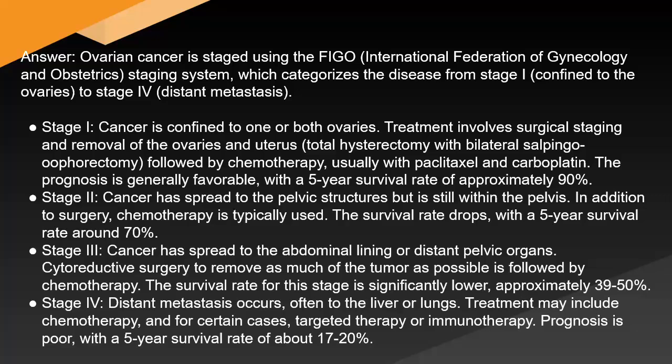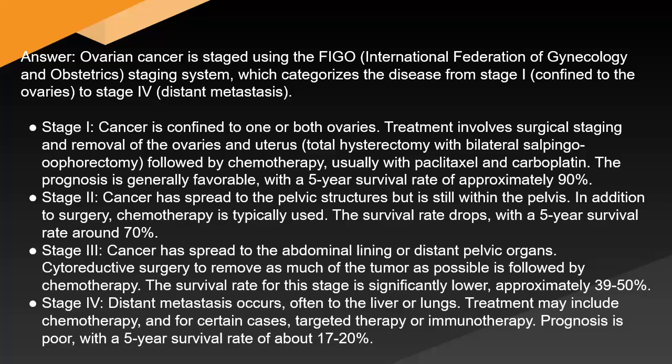Stage I cancer is confined to one or both ovaries. Treatment involves surgical staging and removal of the ovaries and uterus, total hysterectomy with bilateral salpingo-oophorectomy, followed by chemotherapy, usually with paclitaxel and carboplatin. The prognosis is generally favorable with a 5-year survival rate of approximately 90%. Stage II cancer has spread to the pelvic structures but is still within the pelvis.